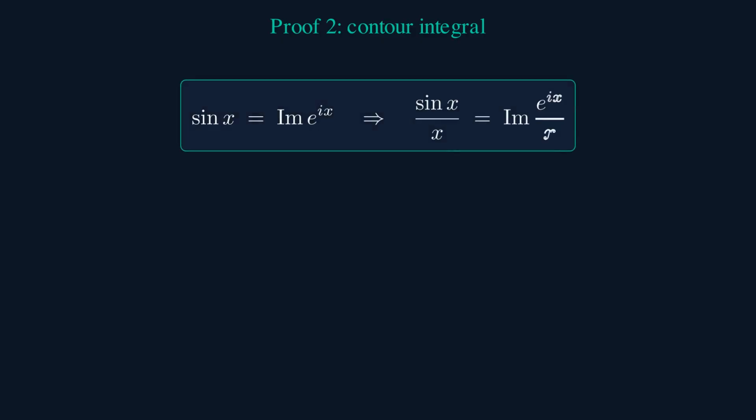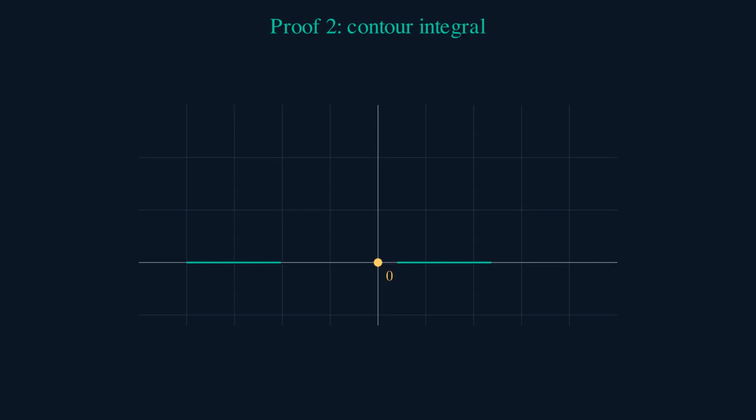Sine x is the imaginary part of e to the ix. Lift the problem to a complex integral, e to the iz divided by z, a function with a single simple pole at the origin. That's the kind of function contour integration is built for. Build a closed contour in the upper half plane: the real line from minus r to r, a small semicircle that steps around the pole at 0, and a large semicircle closing everything up top.